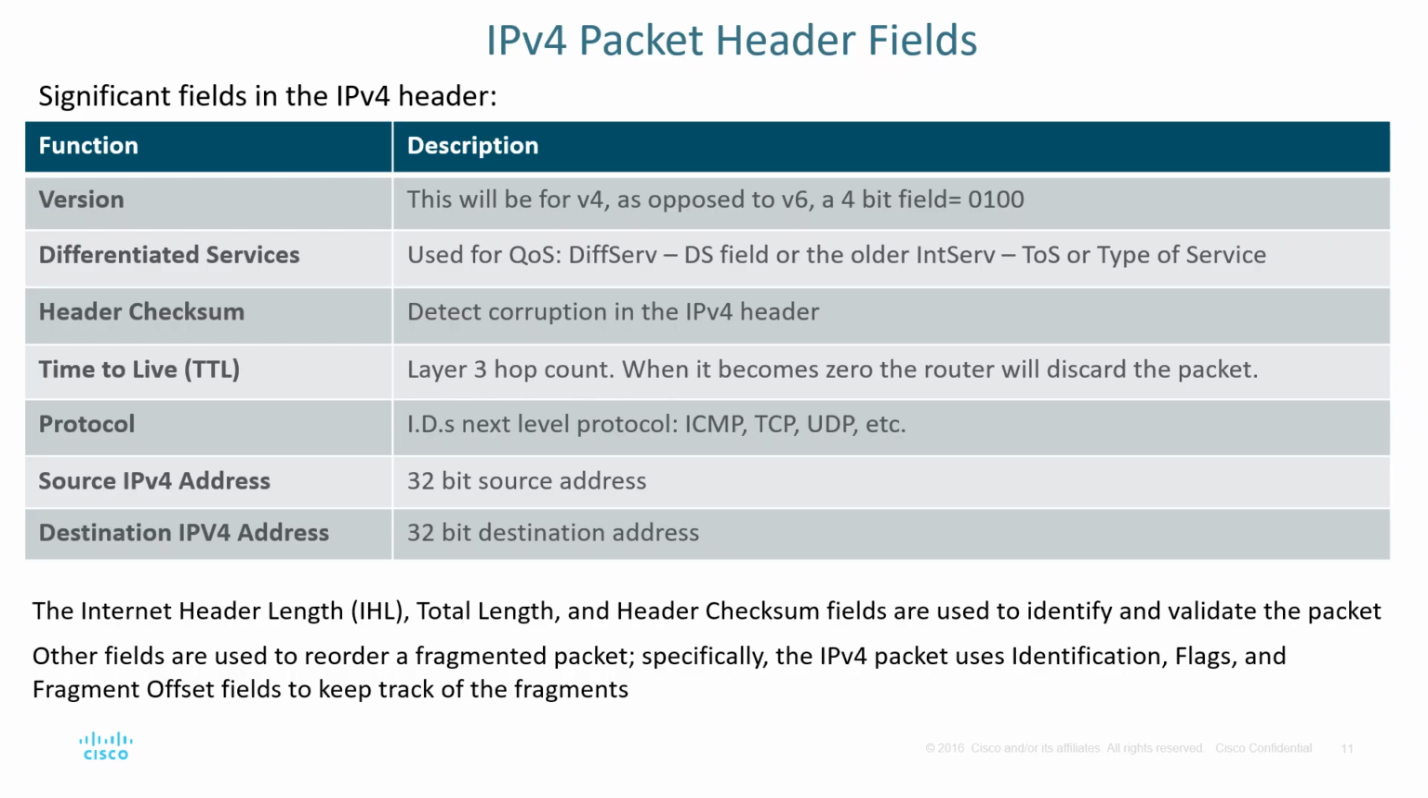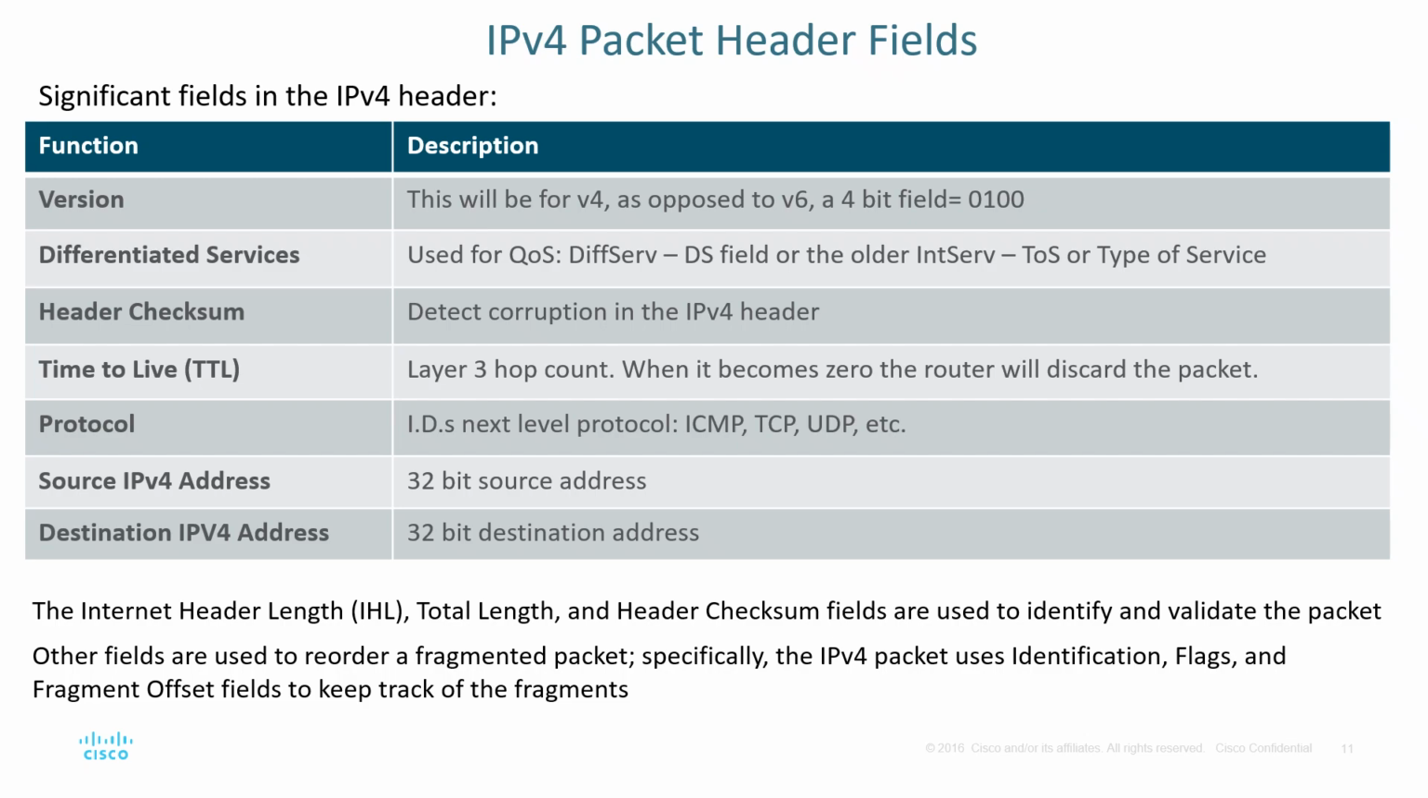Your header checksum is your error detection. Did this header or this packet become corrupt? TTL is time to live. It is a layer 3 hop count. What I want you to take away from this is that when it becomes 0, the router will discard the packet rather than having a packet endlessly loop back and forth from router to router. But we will visit that again.